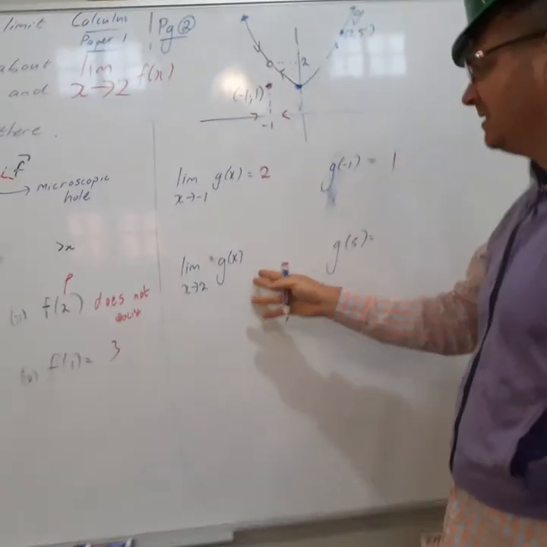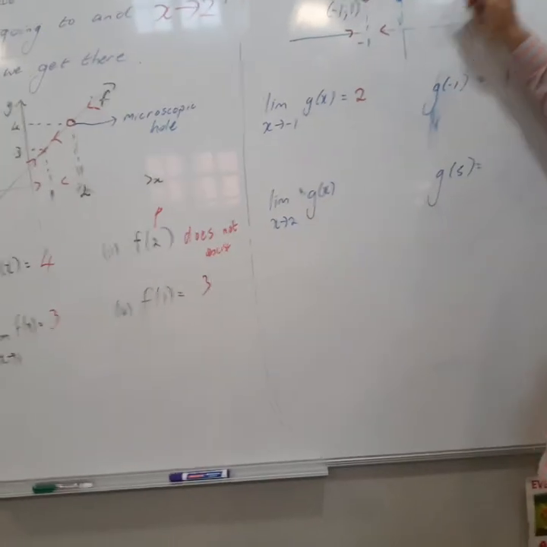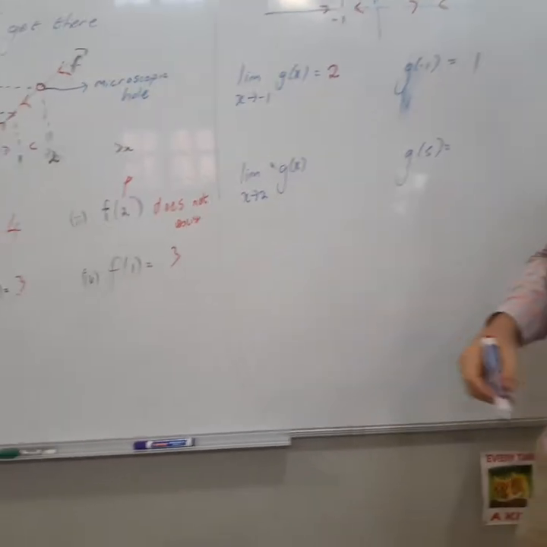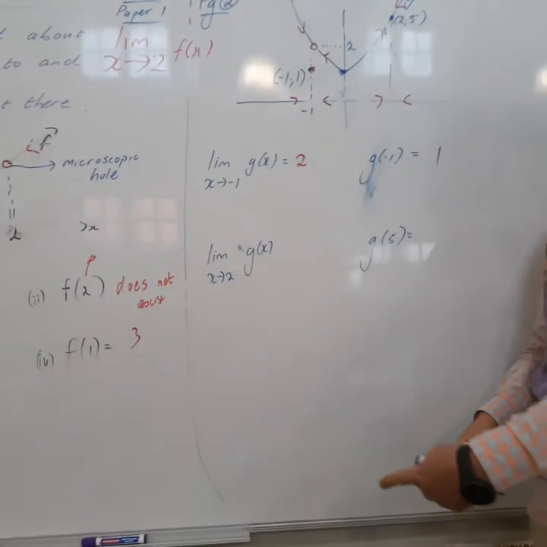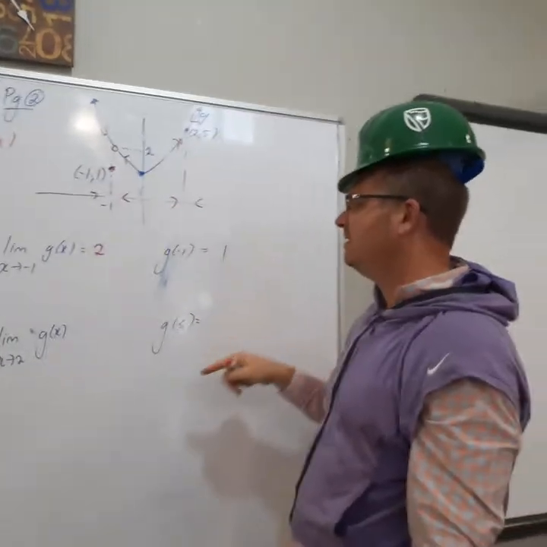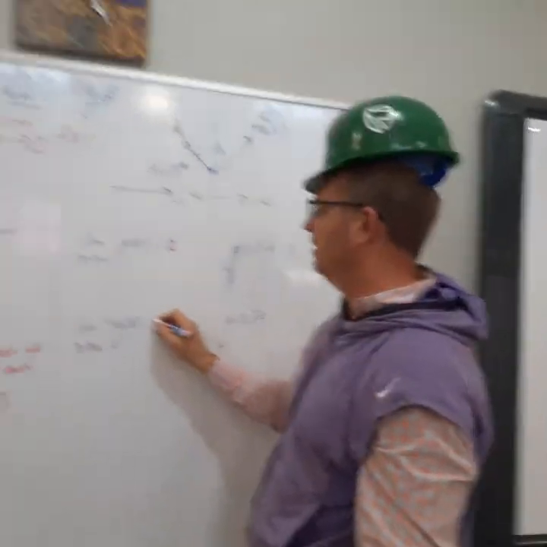Now, the limit as x tends to 2 of g of x. The limit means we're concerned with where the cockroaches head as x heads towards 2 from the left and the right. As x tends towards 2 from the left and the right, what y value do you think they're going to get to? 5. So that's 5.